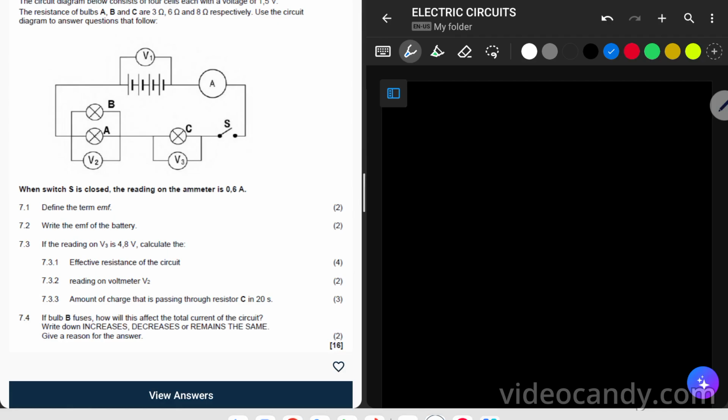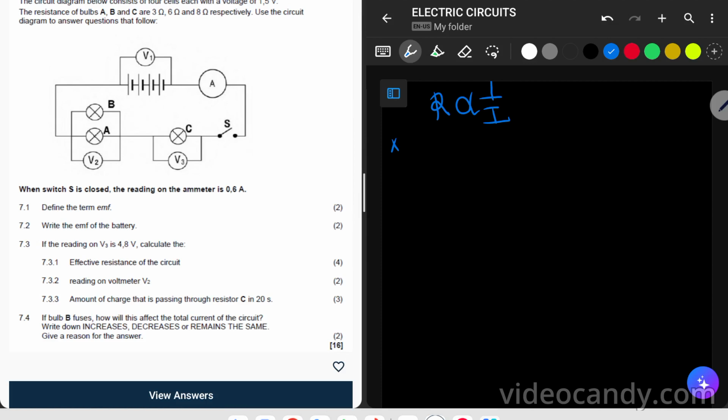Go back to the relationship between current and resistance. Resistance is inversely proportional to current. What does that mean? That means an increase in resistance results in a decrease in current, whereas an increase in current will result in a decrease in what? In resistance. That is number one. So, if you remove B as a resistor, what will happen to the total resistance of the specific circuit? The total resistance would what?